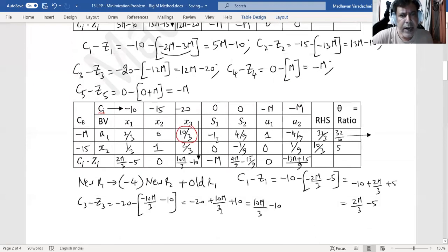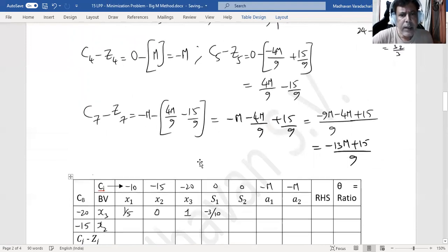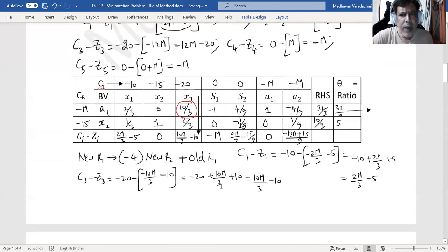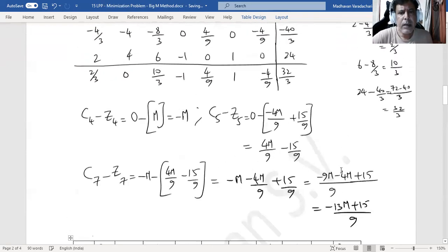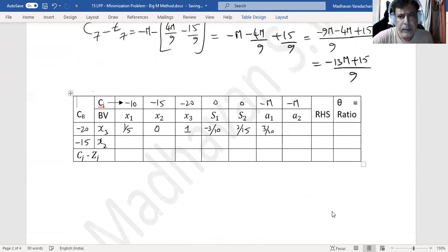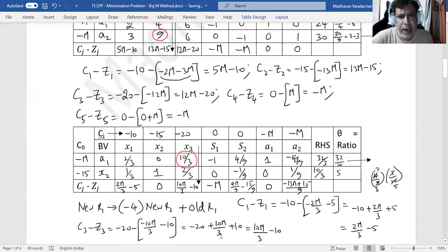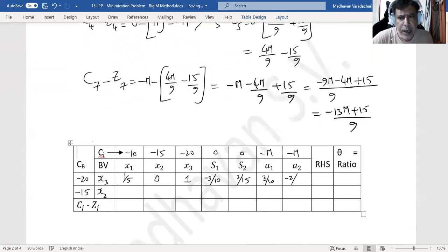Then this negative 1 into 3 by 10 is negative 3 by 10. Then 4 by 9 into 3 by 10. Let me write it here. Four by nine into three by 10. This goes three times. Two twos are, two fives are. So it is 2 by 15. So I can write there 2 by 15. Then for A1, 1 into 3 by 10, it is 3 by 10. Then the next one, negative 4 by 9 into 3 by 10, opposite of whatever we wrote here in S2, that means it is negative 2 by 15.